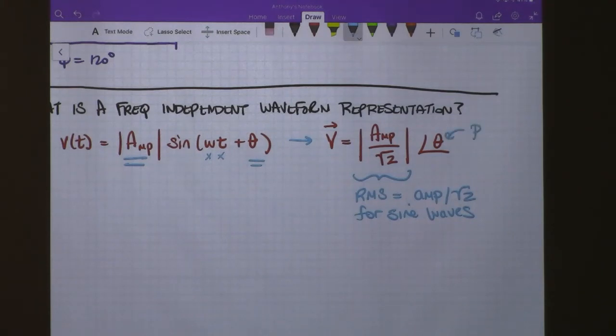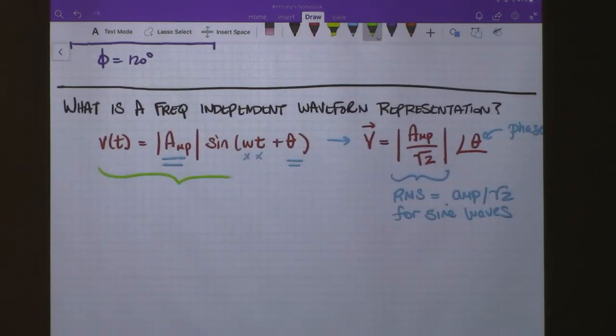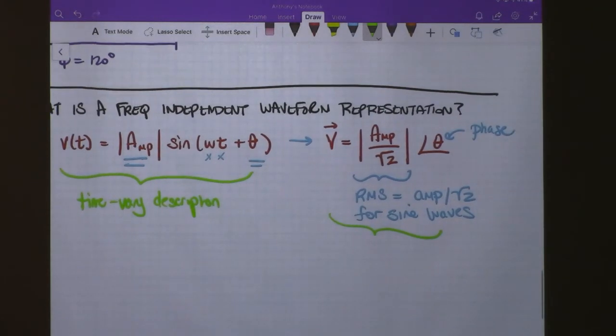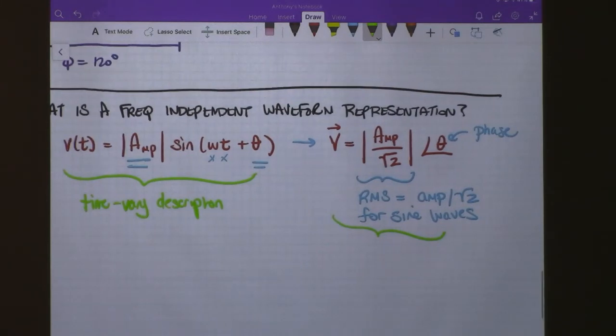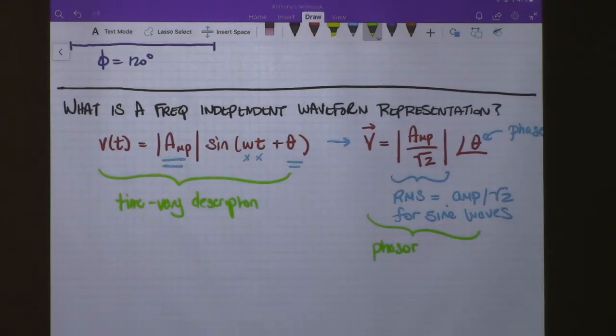So this is our phase. So what we've done is we've taken a time-varying expression. So this is a time-varying description. And we've replaced it with a phasor, a frequency-independent, time-independent representation. Right? Time is not going to play a role in this. Okay.